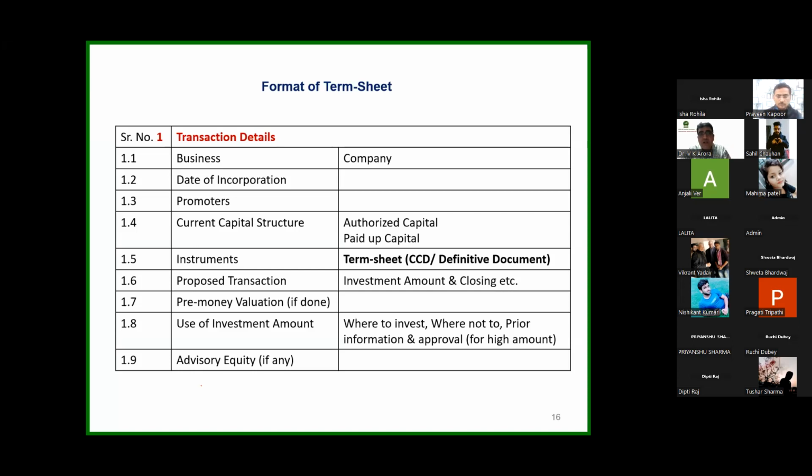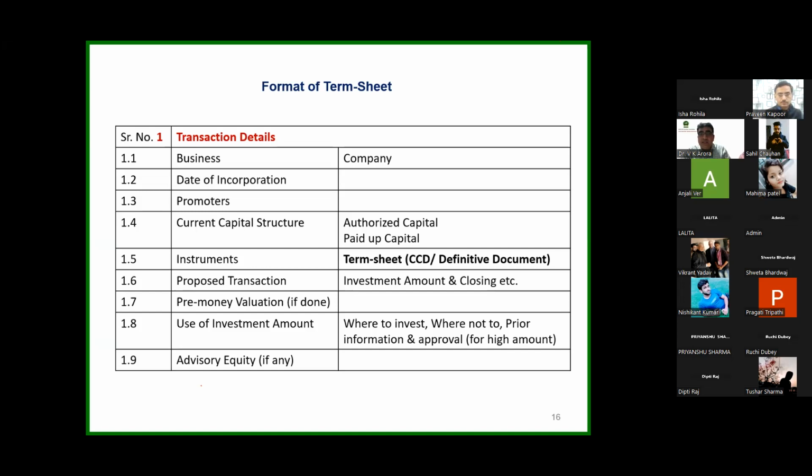So in the first point, serial number one, you write about the transaction details. What is the business? Business is a company. Business could be like an LLP, right? Whatever the business, you can write over here. Then the date of incorporation, when this company was incorporated, right? 5 years old, 3 years old, 4 years old, when it was incorporated. Who are the promoters? If a number of promoters are there, at least you can write one or two major promoters. Then the current capital structure, what is the authorized capital and paid up capital? Then instrument, what kind of instrument is there?